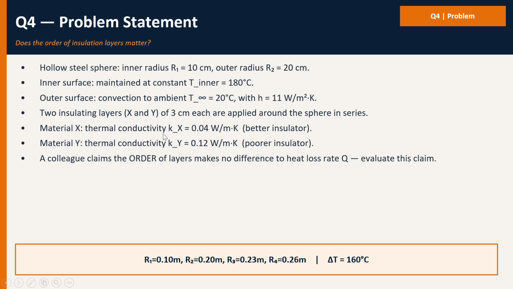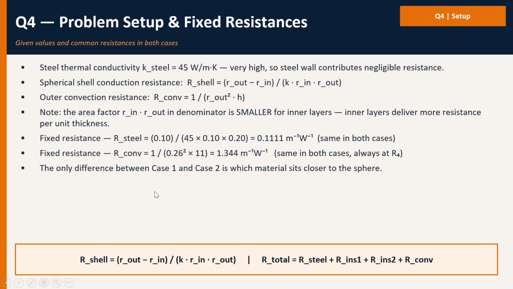Material X's thermal conductivity is given, and material Y's thermal conductivity is given. A colleague claims the order of layers makes no difference to the heat loss rate Q, and we have to check whether he is right or wrong. So in this question, we have to check whether the order of insulation layers affects heat loss. We are given two materials with different conductivities and asked to compare the two arrangements. Okay, let's move forward.